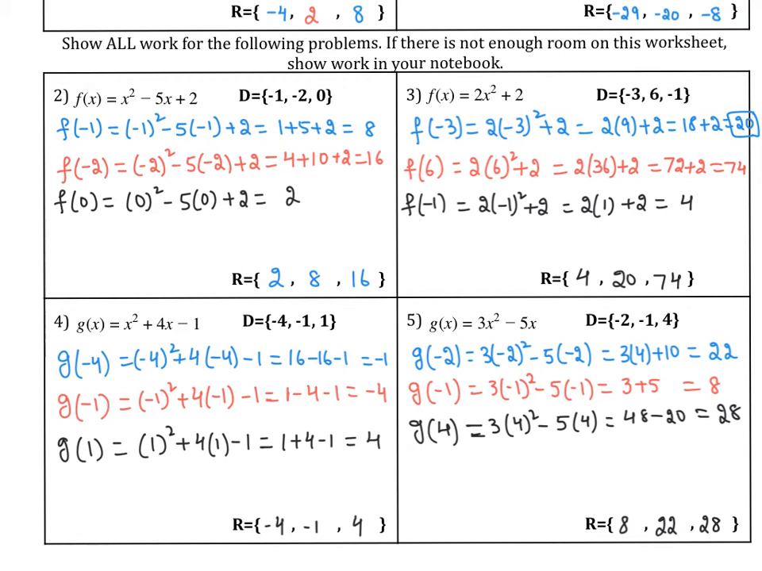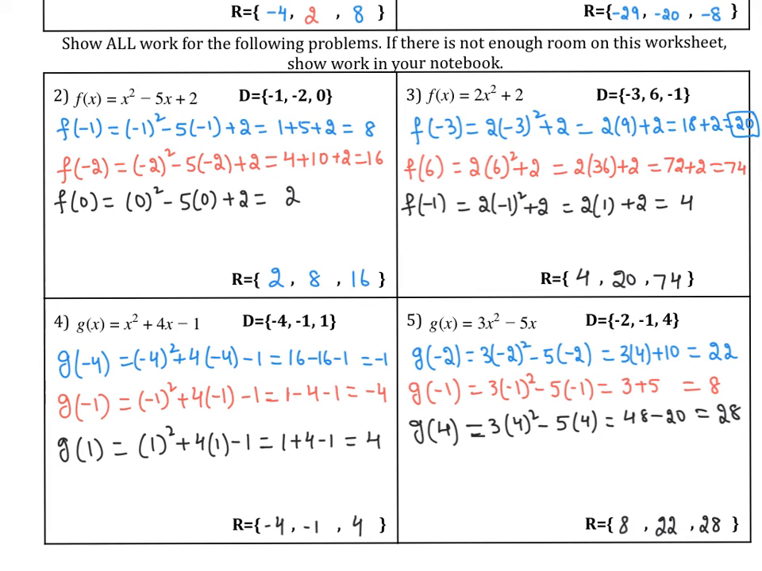Now we're going to use 1 for the x value. So you plug in 1 here. 1 squared plus 4 times 1 minus 1. 1 squared is 1 plus 4 minus 1. So 1 and negative 1 cancel. You're going to get 4 as your answer. So the smallest one is negative 4, then negative 1, and then 4. So these are your range values: negative 4, negative 1, and 4.